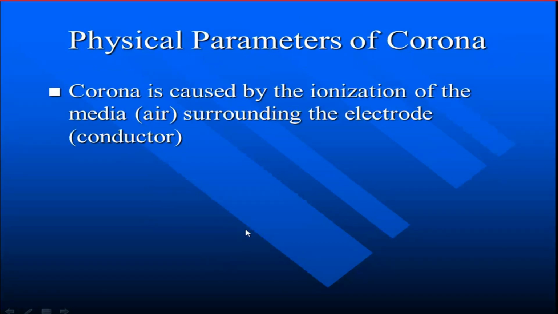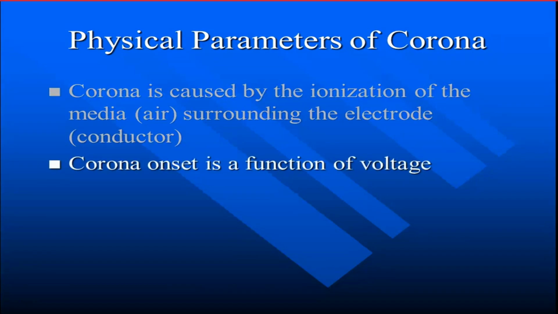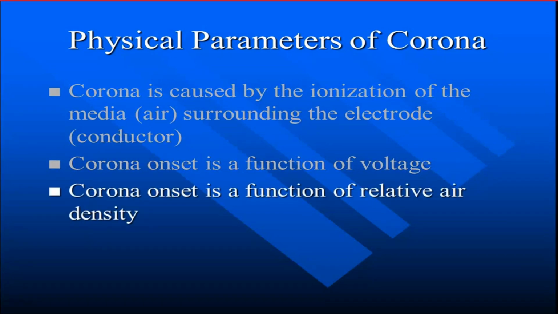Okay, which are the physical parameters of corona? It is caused by ionization of the air surrounding the electrode, or we can say the conductor. It is a function of voltage. Why is it a function of voltage? Because whenever the voltage increases beyond the critical disruptive voltage, it occurs, and it is also a function of relative air density.